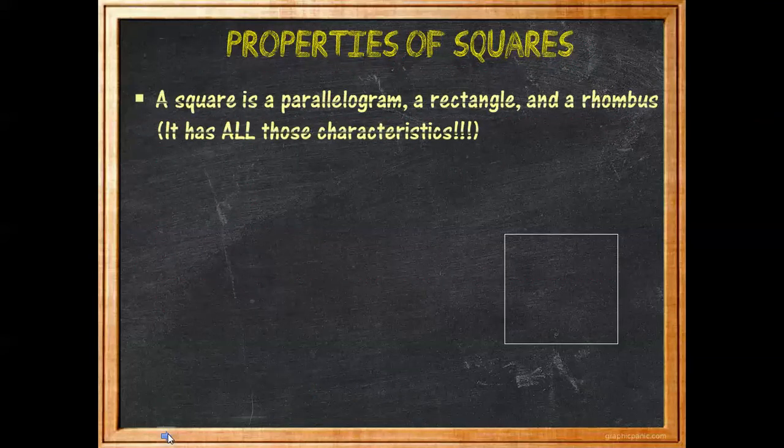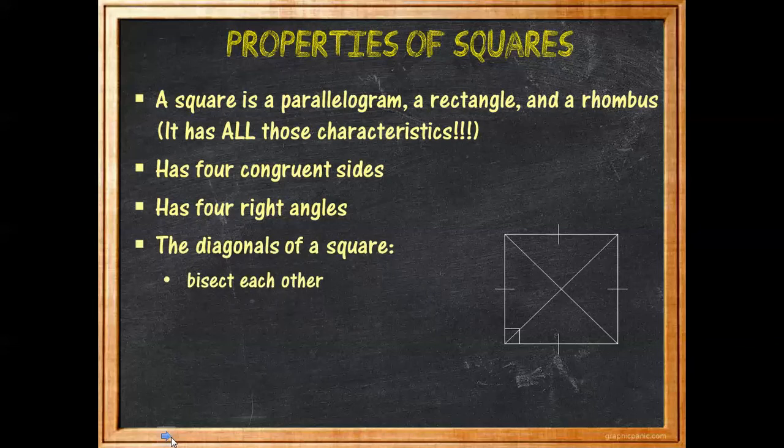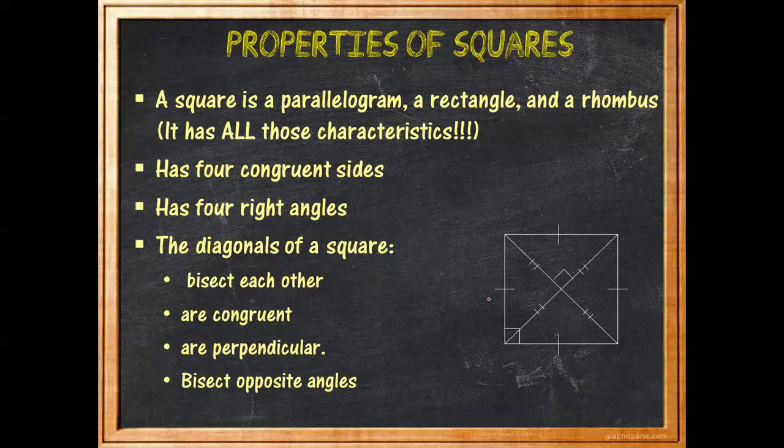Properties of a square. A square is a parallelogram, a rectangle, and a rhombus, so it has all of those characteristics that we just talked about. It has four congruent sides and four right angles. The diagonals of a square bisect each other, are congruent, and are perpendicular. They also bisect the opposite angles. That means that they cut them in half. So since we know it's 90 degrees, we know that each one of these smaller angles is 45 degrees.